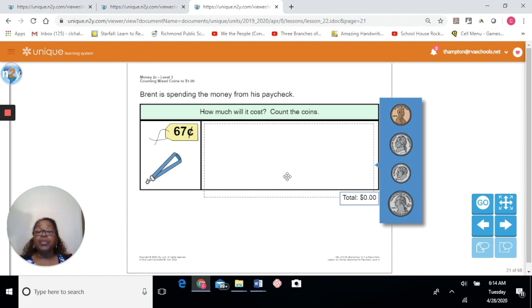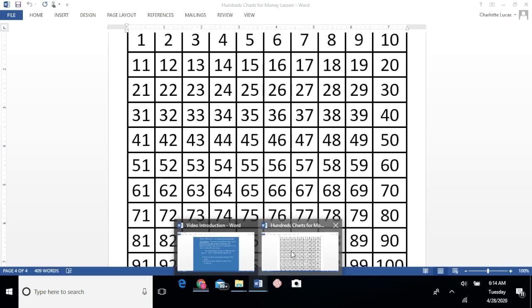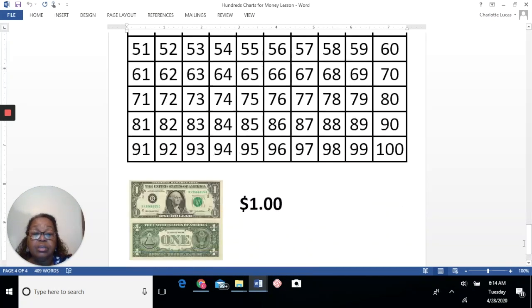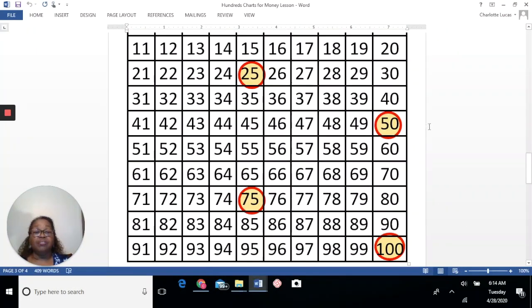So 67 cents, we want to skip count using the highest value first. And that would be a quarter, which is how much? Right, 25 cents. So if we're using the chart and we're using 25 cents to count with, we can skip count using 25, 50, 75, $1. The amount that we're working with is 67 cents. So how many quarters would we need? 25, 50, 75. 75 is too much. We're going to use 25, 50.